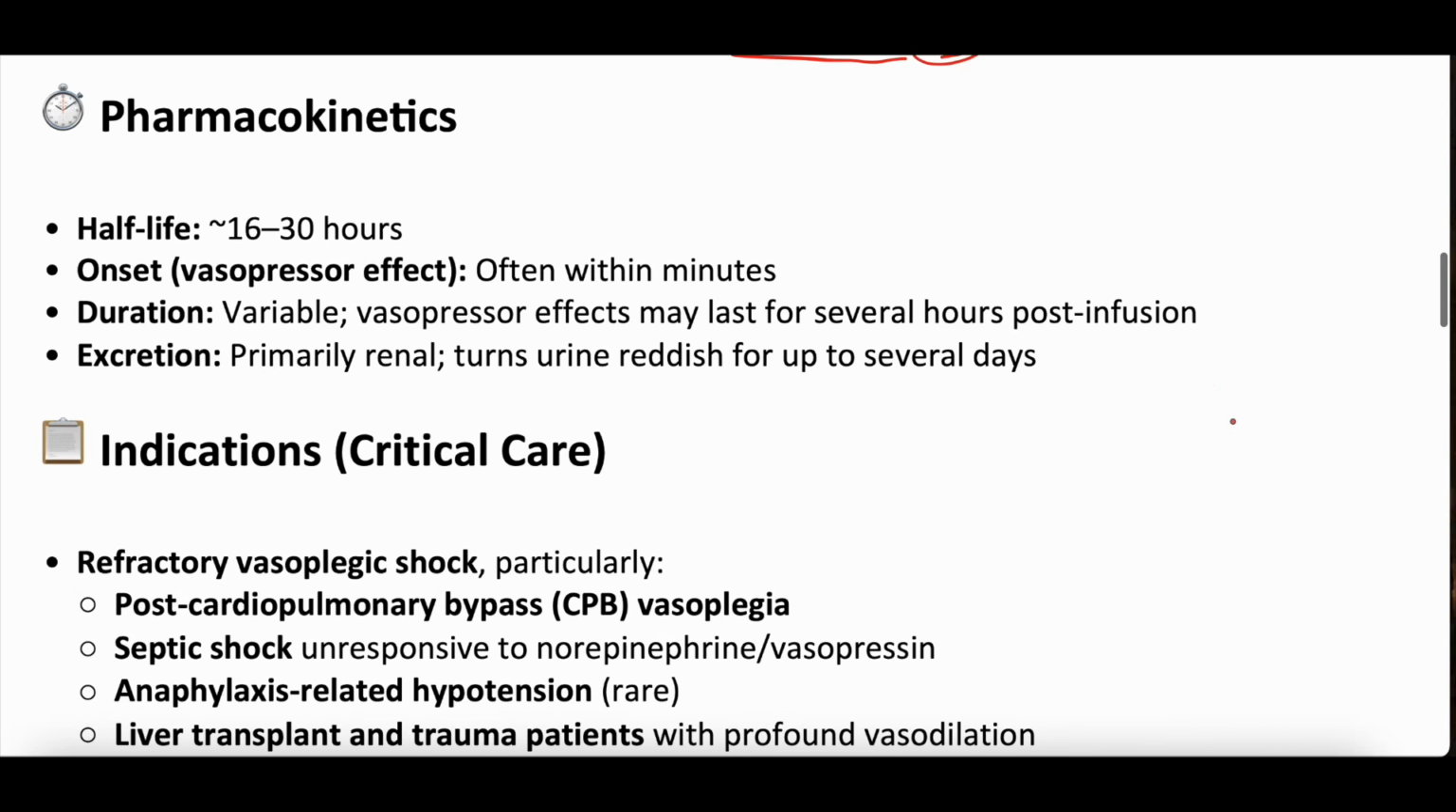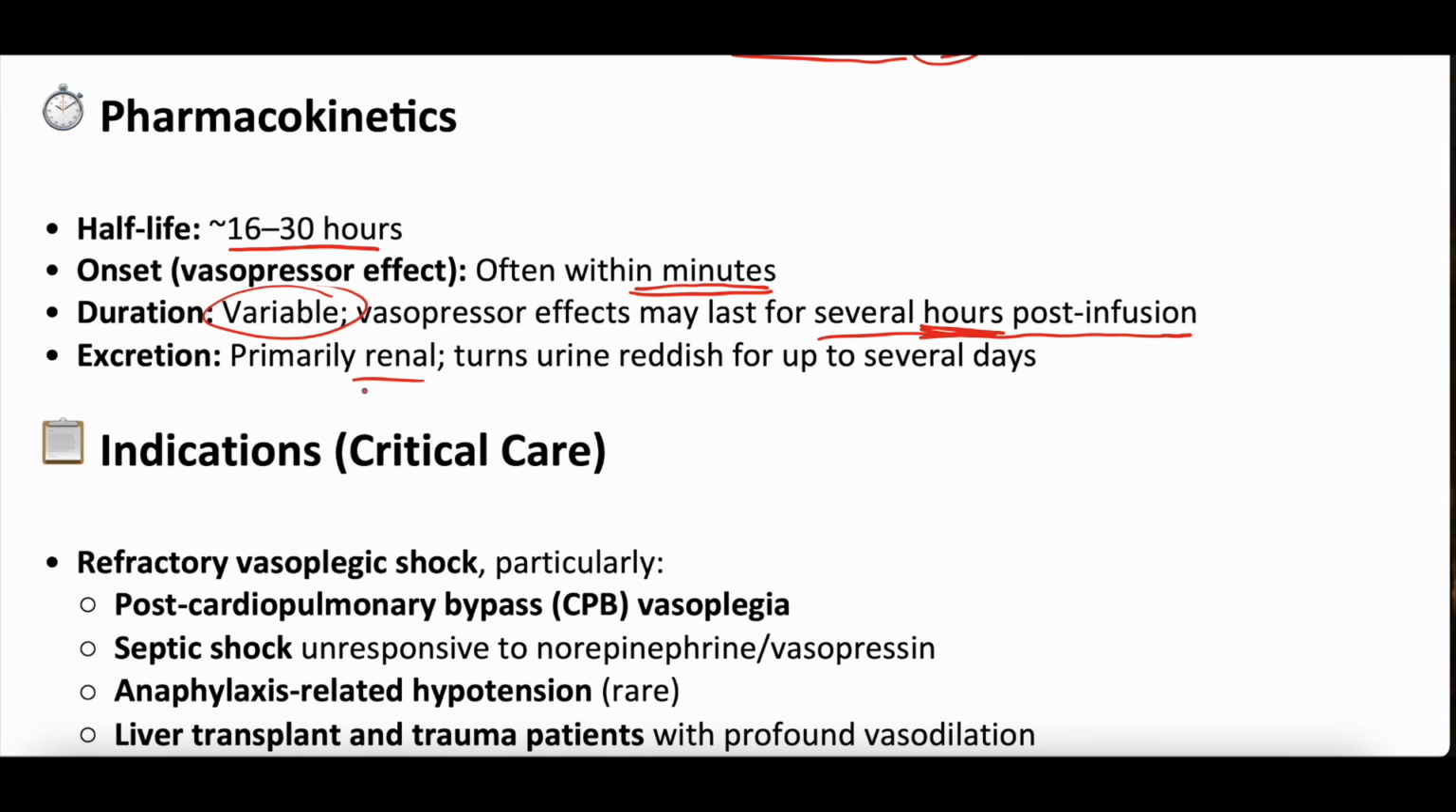Pharmacokinetics. The half-life of hydroxocobalamin is quite long. It's 16 to 30 hours, but the onset is within minutes. So this kicks in within minutes, but the half-life sticks around for a little bit. So the duration is quite variable. Some patients have vasopressor effects that last for several hours post-infusion or post-bolus, whereas others don't. So the variability here is hard to predict, but it's not that it turns off and immediately the effect goes away. It's some period of hours that it will have its effect for.